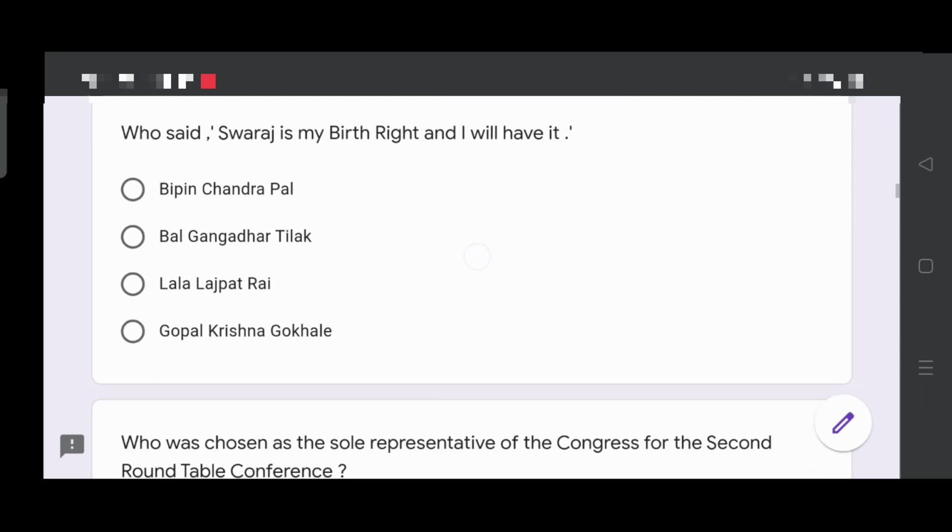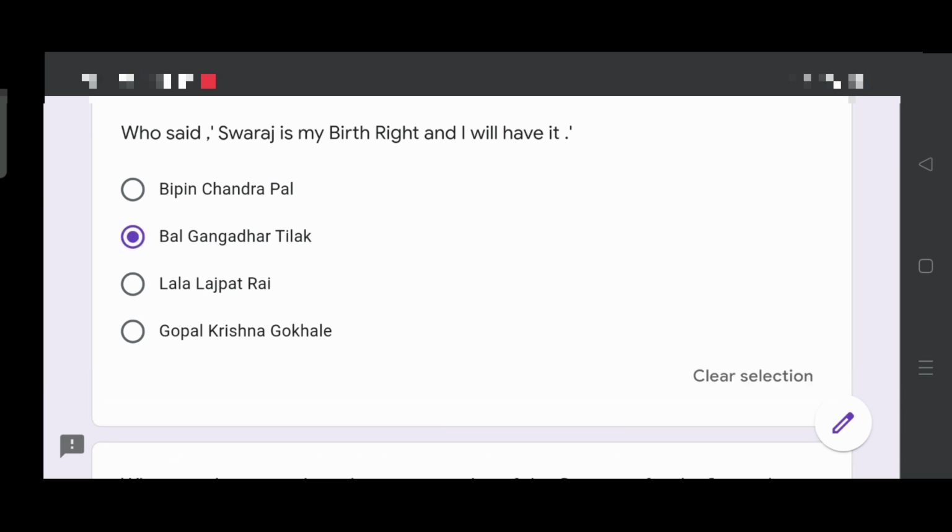Who said, "Swaraj is my birthright and I will have it"? Bipin Chandra Pal, Bal Gangadhar Tilak, Lala Lajpat Rai or Gopal Krishna Gokhale? This is easy. Swaraj is my birthright and I will have it. These are the words of Bal Gangadhar Tilak.